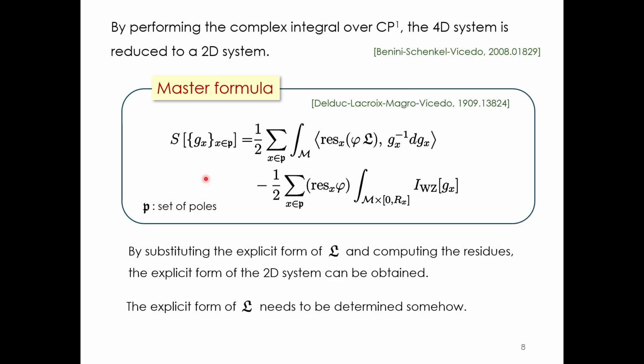Okay, so then, now we have not explained the explicit form of the Lax form, but according to these formulas, by computing some residues here and here, we can get the resulting actions in 2-dimensional theories. So the remaining problem is to fix the explicit form of the Lax form somehow.